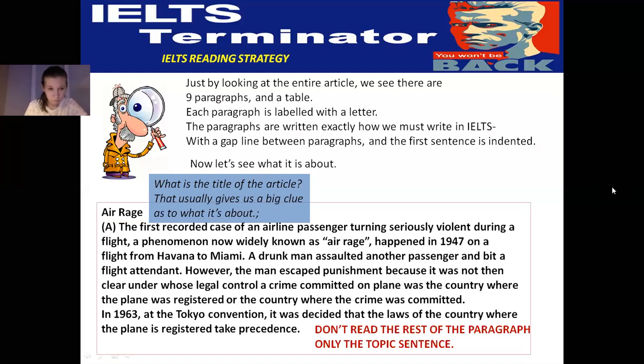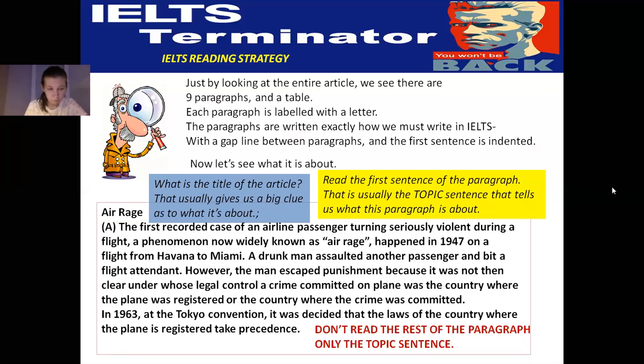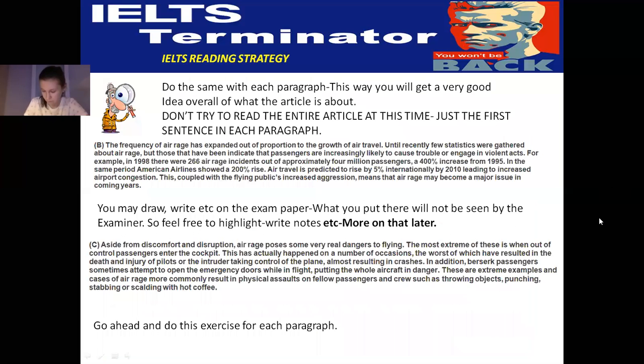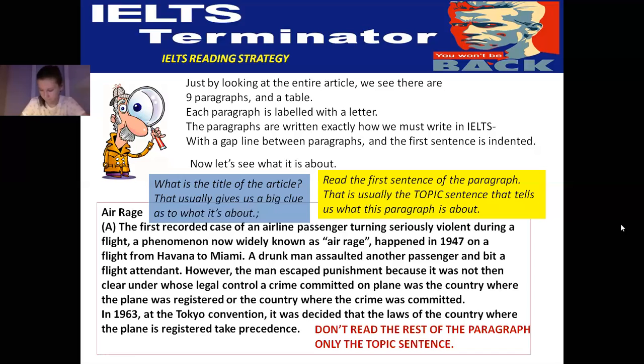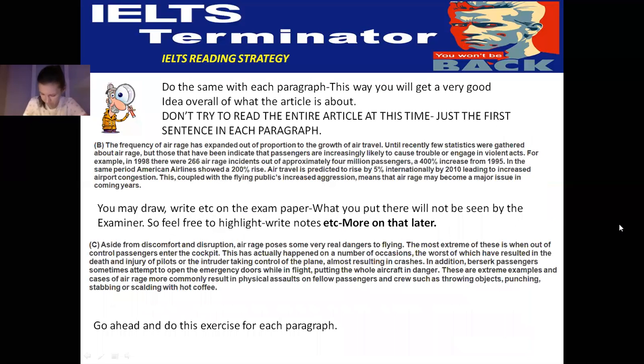We know it's about air rage, right? So we read the first sentence of the paragraph. Usually that's the topic sentence. It's not always, but it will usually be the most important. Then we do the same with each paragraph. You might want to make notes in the column over here, like history of air rage, something like that, so you know where to go straight back to it if you have to. Then we do the same with each paragraph. We get a really good idea overall of what this article is about.